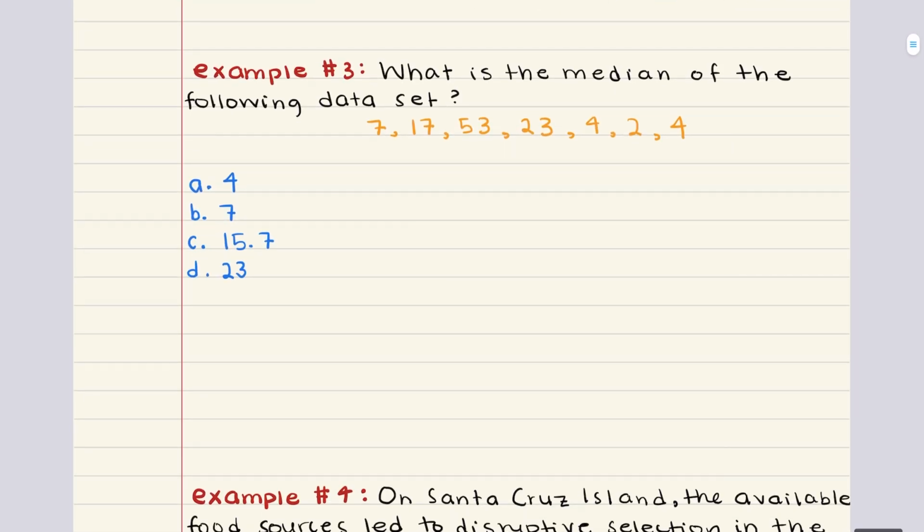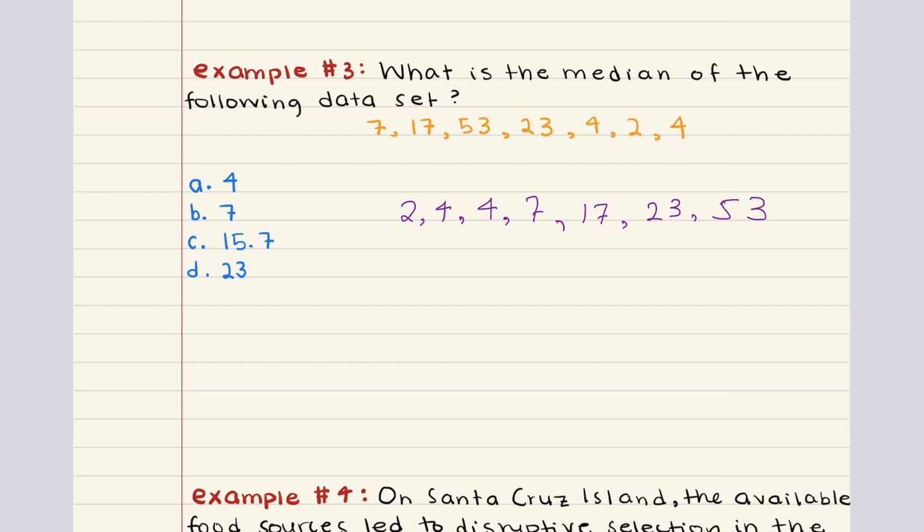3 says, what is the median of the following data set? Here we have the following numbers: 7, 17, 53, 23, 4, 2, and 4. The median is the central data point in an ordered list. Now, the first thing we want to do is obviously order these numbers in ascending order. So here we're going to have 2, 4, 4, 7, 17, 23, and 53.